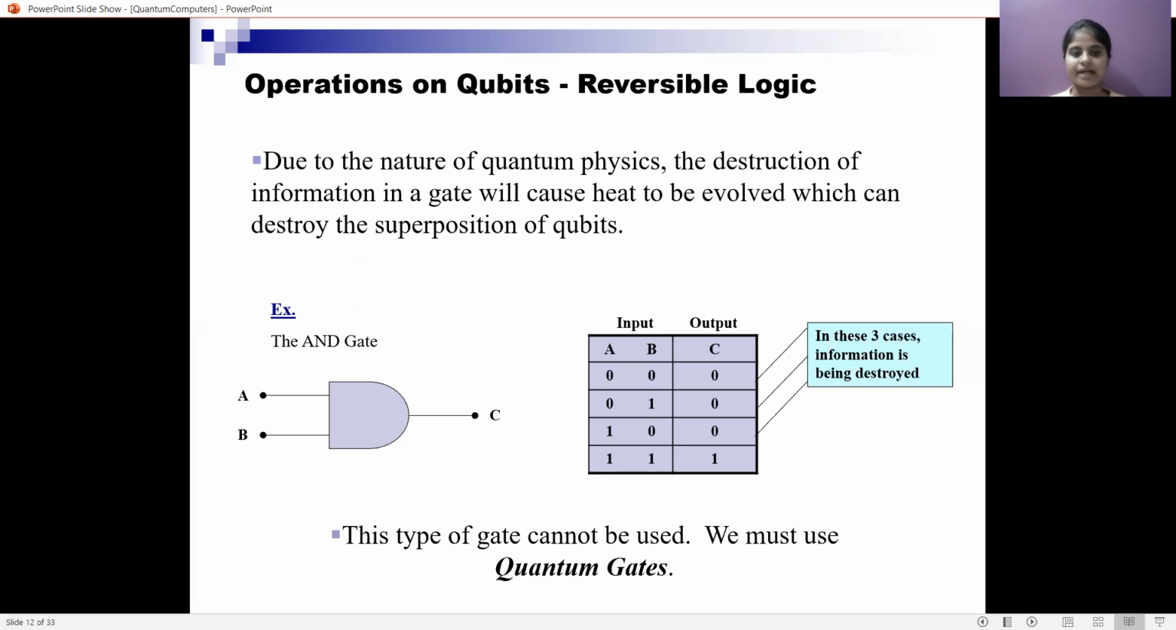Example, let's take an AND gate. When inputs A is 0 and B is 0, we get C is also 0. When A is 0 and B is 1, the output is 0. When A is 1 and B is 0, the output is 0. When A and B both are 1 and 1, the output C is 1. In these three cases, information is being destroyed. This gate cannot be used. So we must use quantum gates.